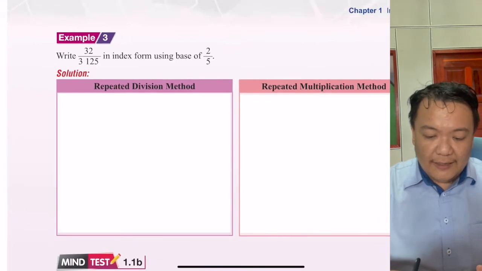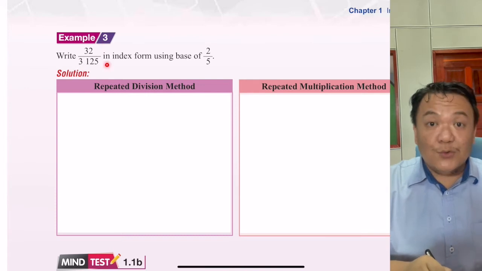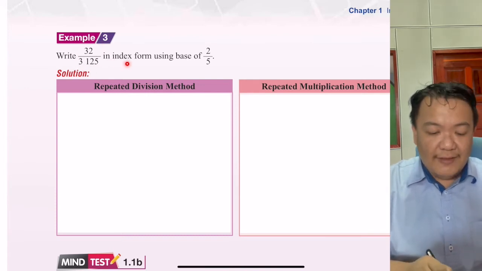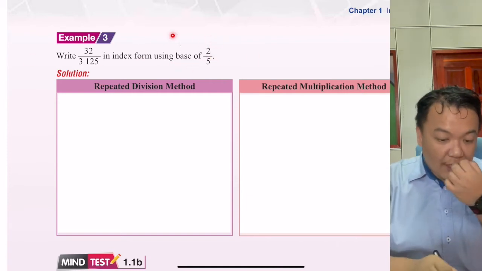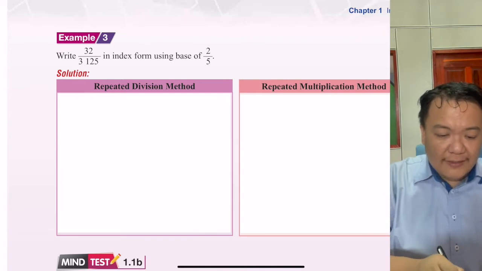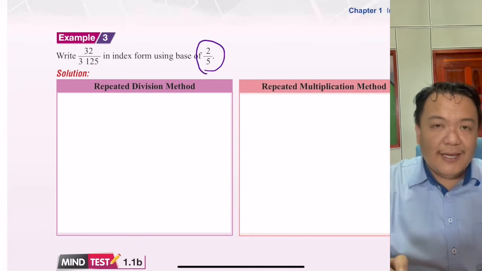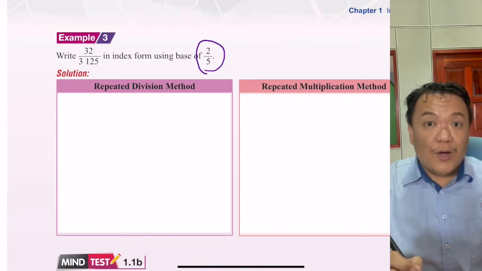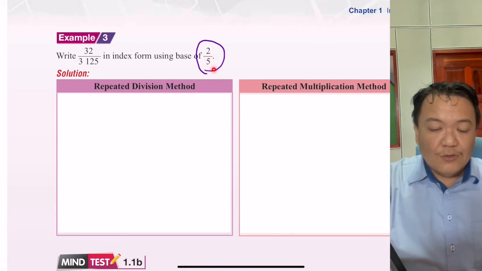Okay, so example ni dia bagi nombor yang rumit. Write 32 over 3125 in index form using base of 2 over 5. Kalau soalan macam ni, if your question looks like this, actually this part already gives you a hint. What number you want to use. Over here you can see that it is 2 over 5, which means the numerator, you will use base 2. The denominator, you will use base 5.